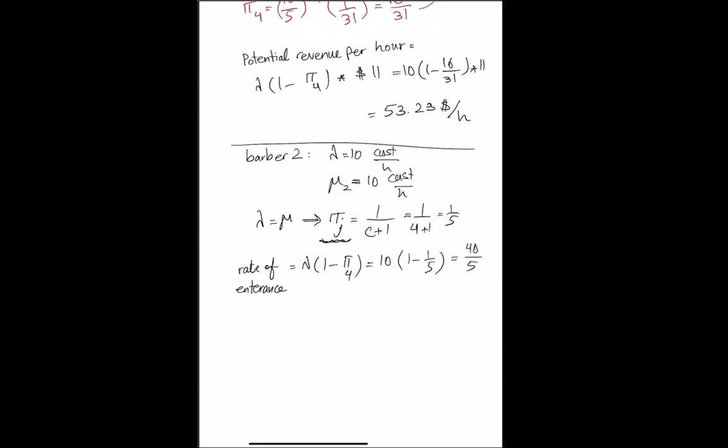And then the potential revenue per hour, I have to multiply this 40 over 5 by $5 per customer. And that is going to be $40 per hour in this system.